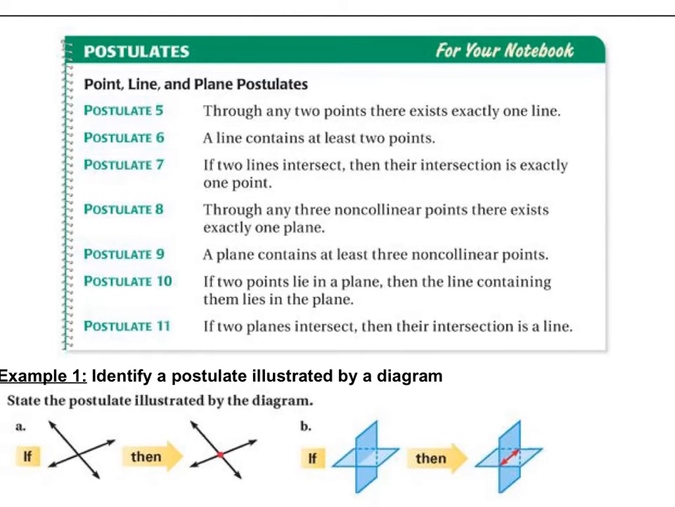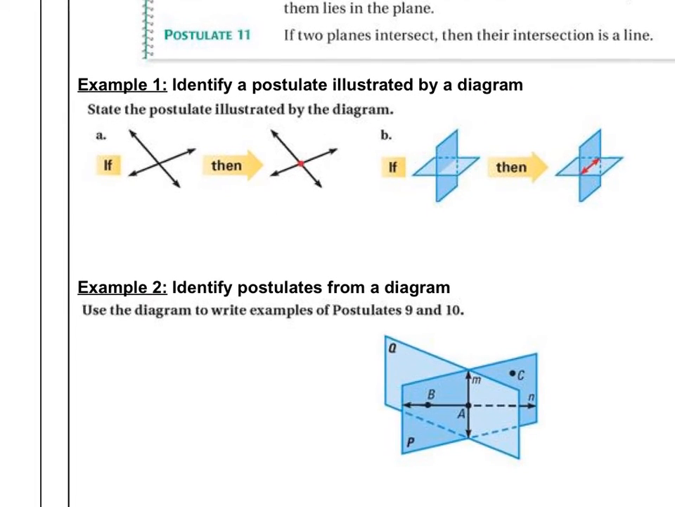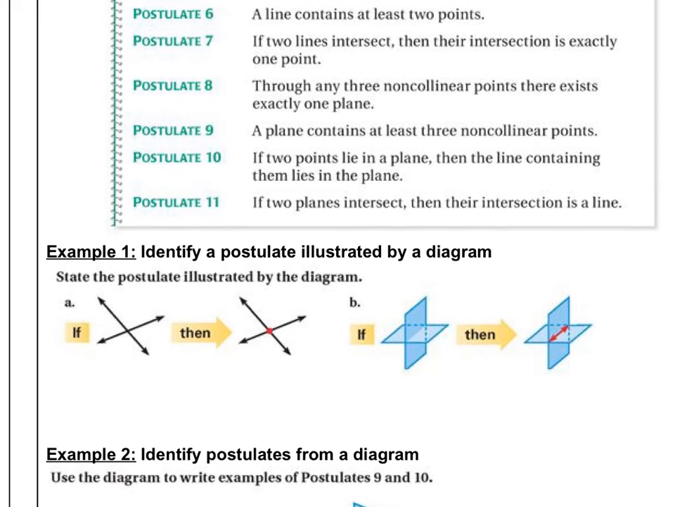These are all mostly common sense, but again, like we've talked about, nothing in geometry is common sense. We are now going to have to prove everything that we work through. Okay, so to start off, we are just simply going to look at a picture and tell which postulate is being illustrated in this diagram.